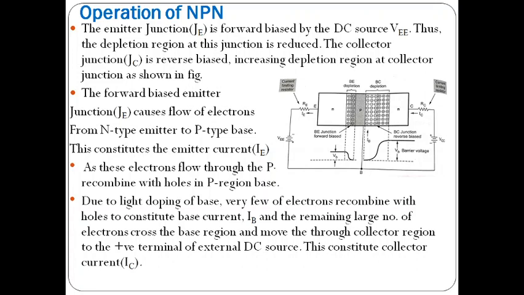The minority carriers of the collector, holes, are repelled from the positive terminal of the battery, crossing the collector junction and entering into the base region. So the minority current is also produced when the collector junction is in reverse bias. So those minority carriers are crossing the collector junction. That current is called leakage current.